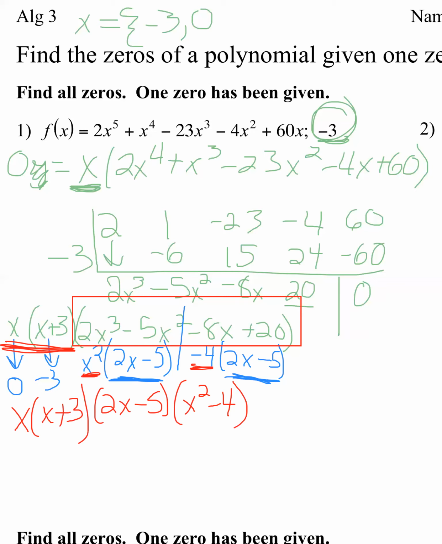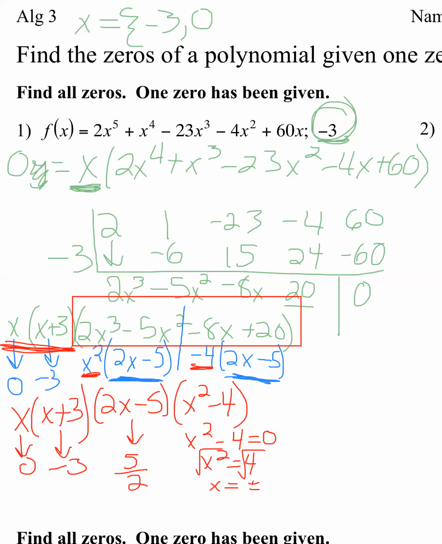And I'm actually almost done because I know all my answers. That one's 0, that one's -3. This one, if you set 2x minus 5 equal to 0, add the 5, divide by 2, you would get a positive 5/2. And then what happens when you take x squared minus 4 and set it equal to 0? Add the 4 to the other side, and then take the square root. What's the square root of 4? Hopefully you're saying not just 2, but positive and -2, right?